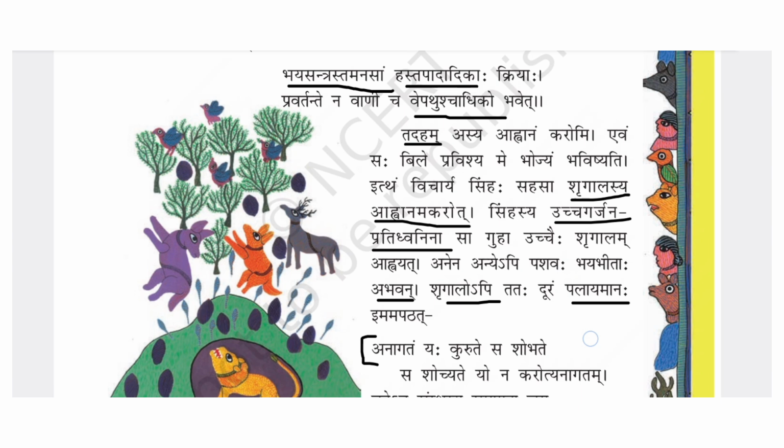Ittham vicharya simhaha sahasa shrigalasya ahvanam akarot. Simhasya uccha garjana pratidhvanina sa guha uccaihi shrigalam ahvayat. So thinking like this, the foolish lion suddenly called the jackal. The cave called the jackal loudly due to the echo of the lion's loud roar. This frightened other animals as well. So because of this loud roar, all animals also got afraid. Now the jackal confirmed that there is a lion inside.